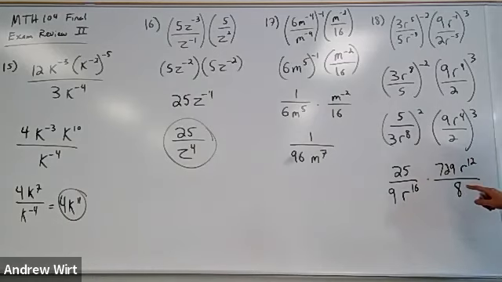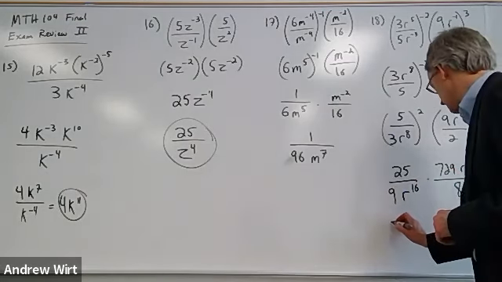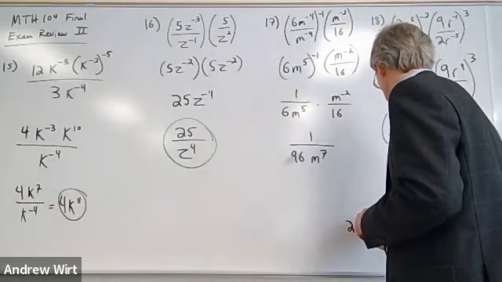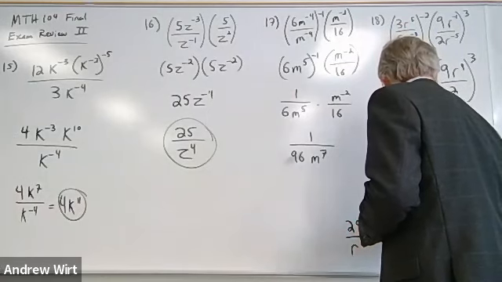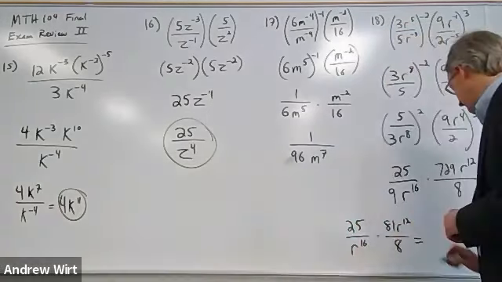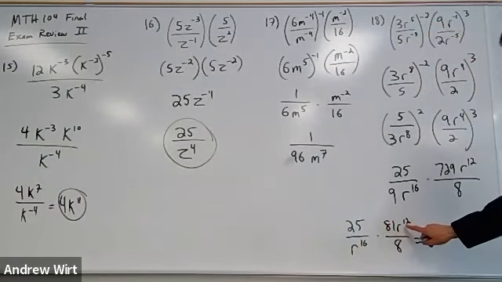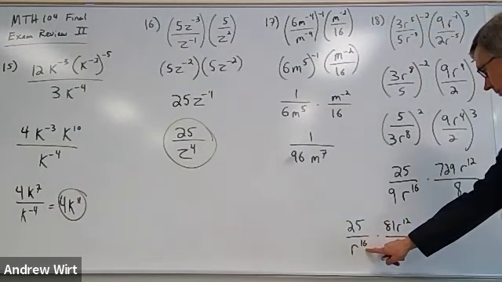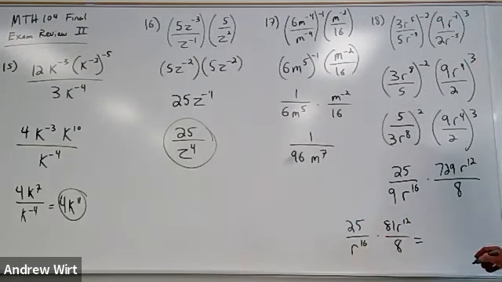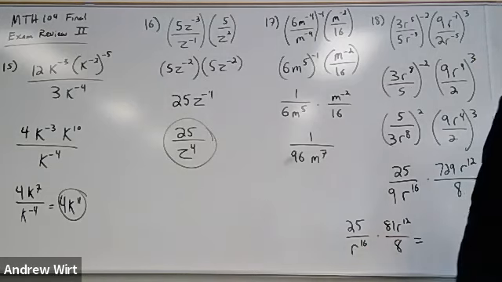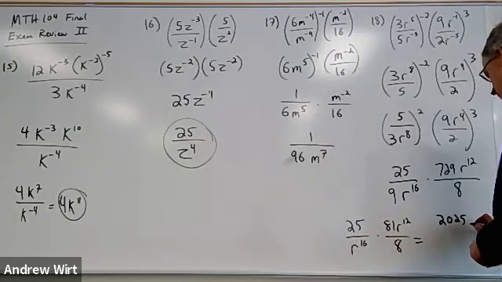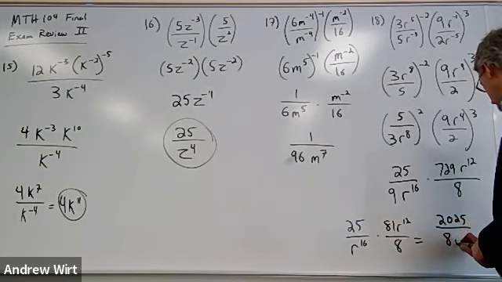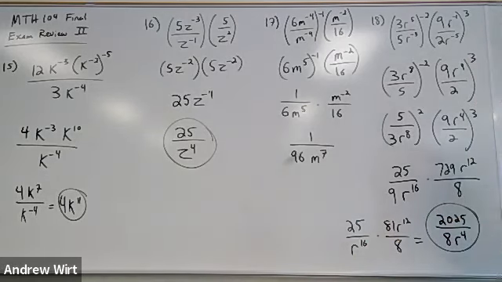Now what we can do now is do some simplifying. 729 divided by 9, that gets us back to 81. And now we can do quotient property, r to the 12th divided by r to the 16. That's going to give us r to the 4th power in the denominator. And 25 times 81 gives us 2025. So it's 2025 over 8r to the 4th power.